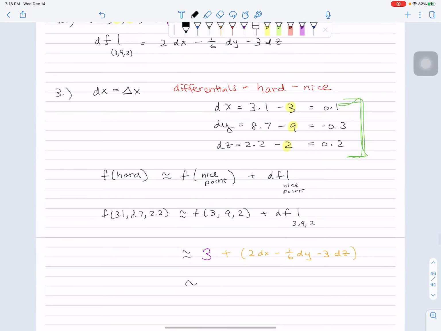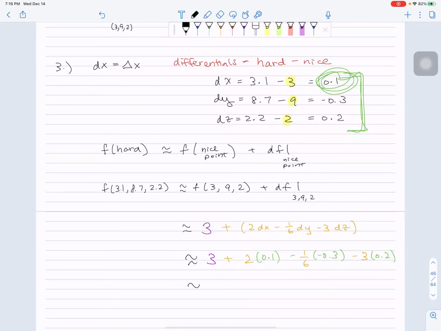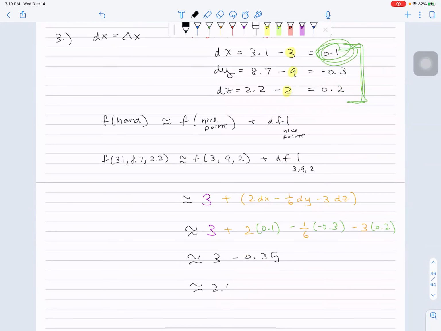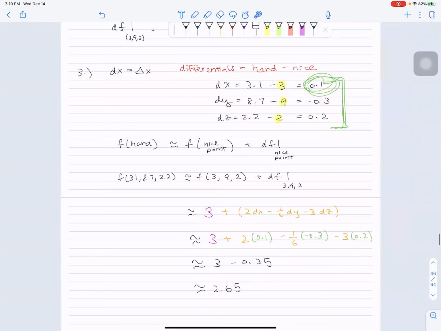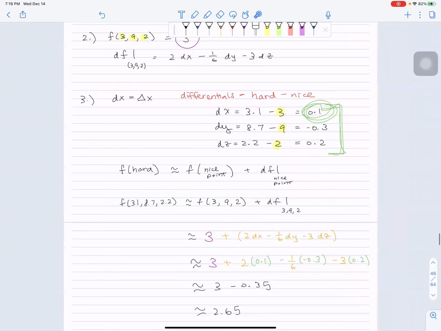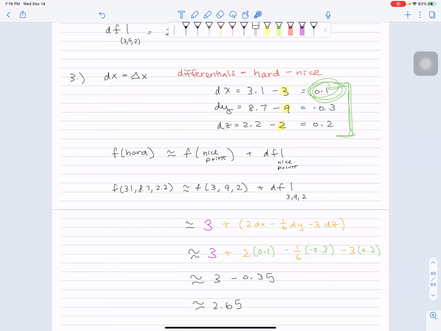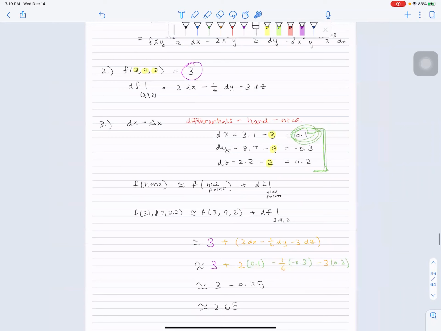So now I can plug in my differentials. So I have 3 plus 2 times dx. dx was 0.1, I found above, minus 6 times dy, which is -0.3, minus 3 times dz, which is 0.2. And so my final answer is 3 minus 0.35, or 2.65. I think this is a very common problem. Okay, any questions on that?